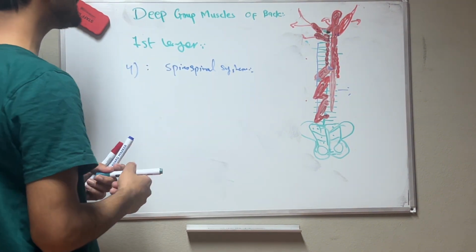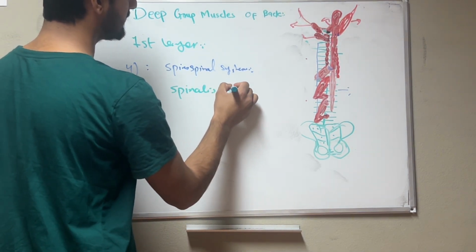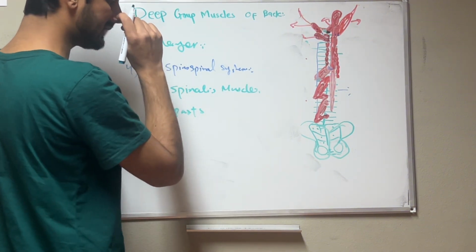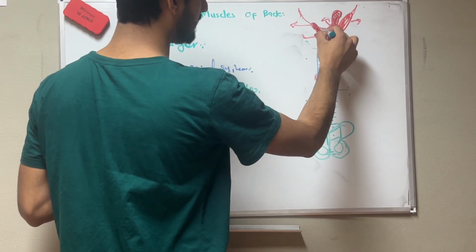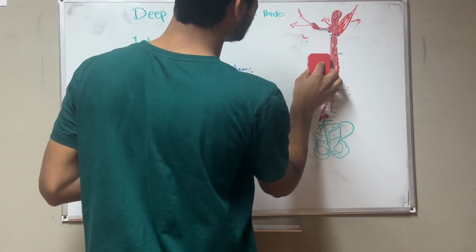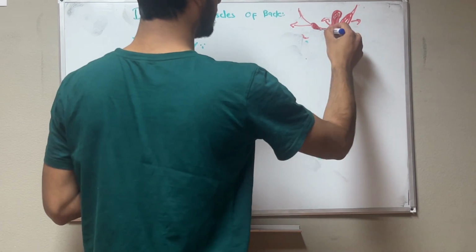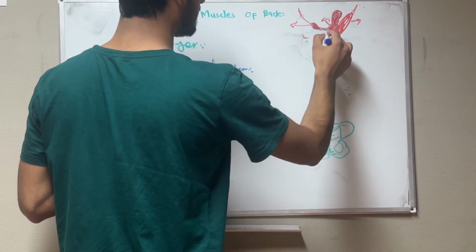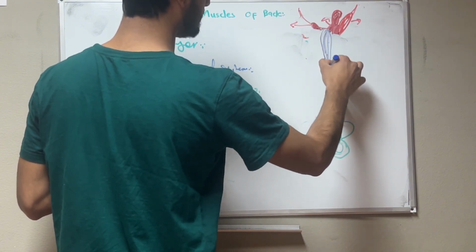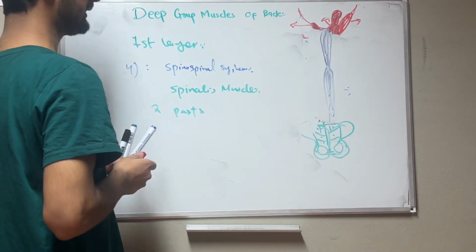In the spinospinal system, we have the spinalis muscle, and the spinalis muscle has two parts. We already discussed this one, and consider this the vertebral column. They are inserted like this, and this. Okay, these are the spinalis muscles, and they have two parts.